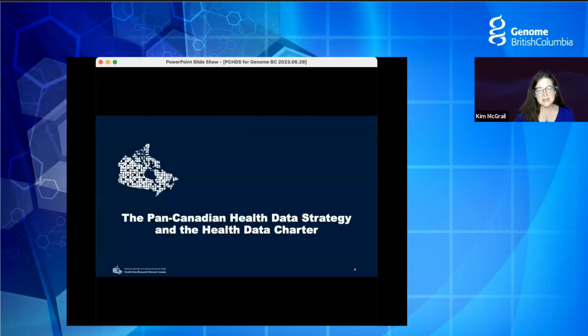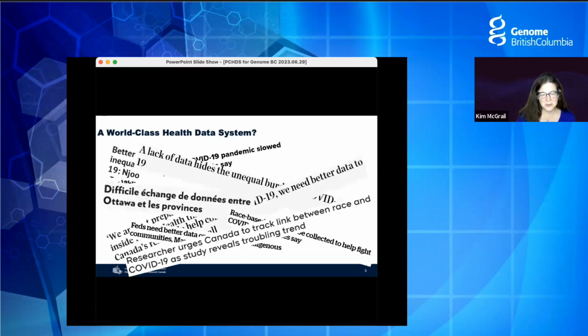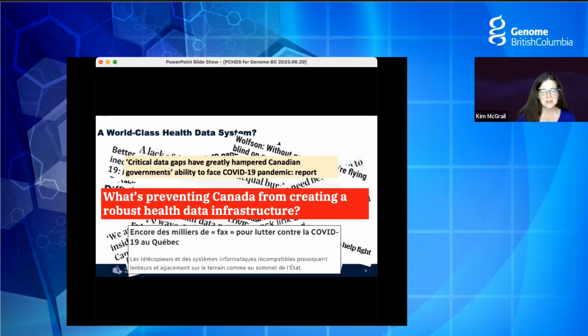So just to get right into things, I'll start with some bits on the Pan-Canadian Health Data Strategy and the Health Data Charter. I think for the people who are here today, it's not a surprise, these kinds of headlines that came out in the early part of the pandemic, noting that we were having a problem with data in Canada, and particularly with data sharing across the country to support all of the modeling and understanding of data that was needed to be able to manage and respond to the pandemic.